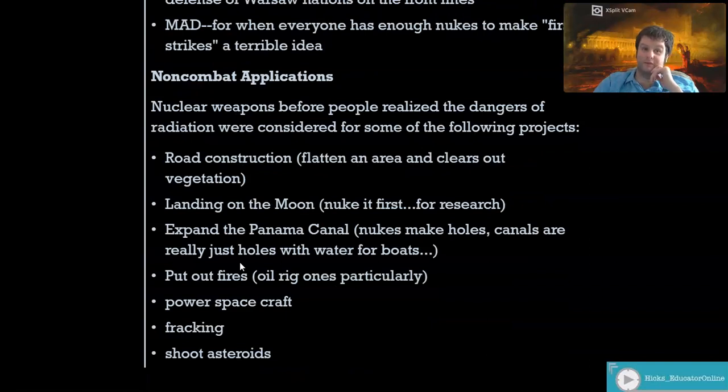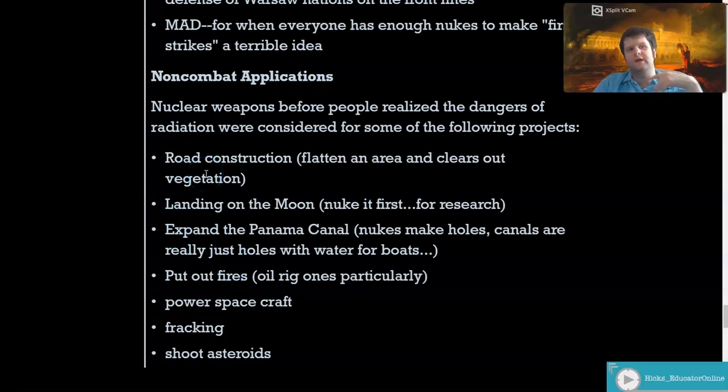Before people realized radiation was a bad thing, there were some proposals on how to use nukes for things like road construction, landing on the moon, the Panama Canal, put out fires. Actually, that one does work. You can put out massive fires with nuclear weapons. There are problems with the fallout, but you can put out a fire with a nuclear weapon. Powering spacecraft, fracking, shooting asteroids. There's all kinds of uses.